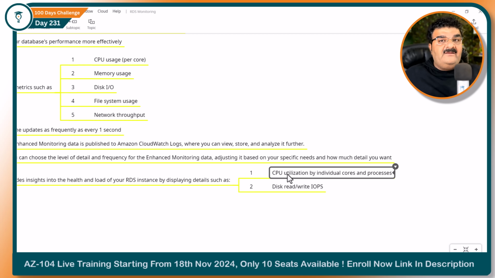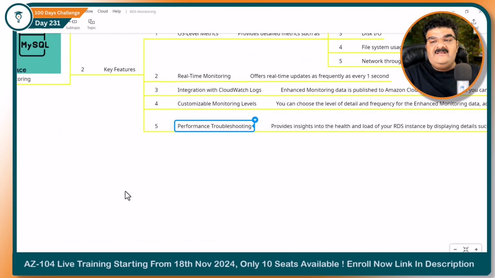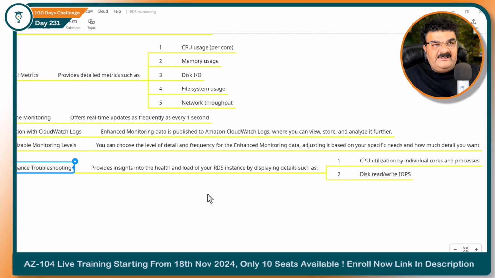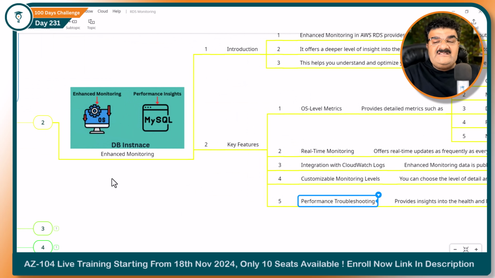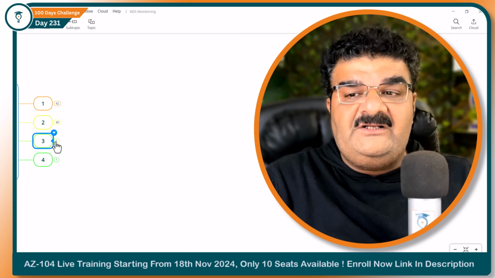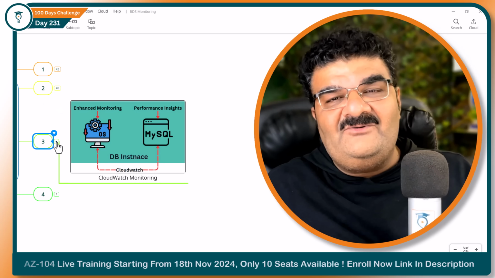In the same way, as I explained, when we talk about databases, it is always related to the disk. So you can monitor your disk read and write input output per second using the enhanced monitoring tool, and then you can upgrade your disk if it is required. So this is all about enhanced monitoring. Definitely we are going to talk about our third option, known as CloudWatch monitoring. But for this you have to wait for the next video.